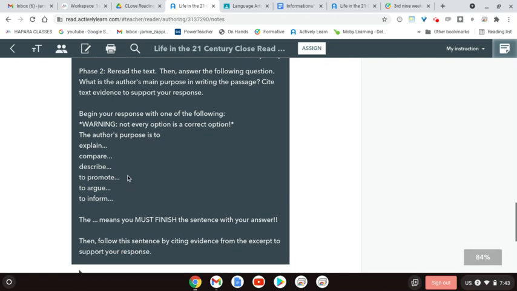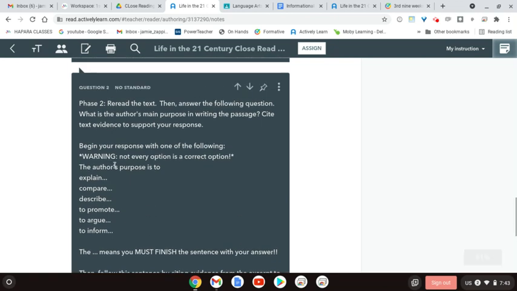Second thing you need to please understand is this warning right here. Not every option is a correct author's purpose for this particular text. I've listed all potential author's purposes, but not all of them are correct. So make sure you really understand the text, rereading it, and deciding which one makes the most sense in regards to the why, the goal behind why this author wrote this piece and specifically this section.